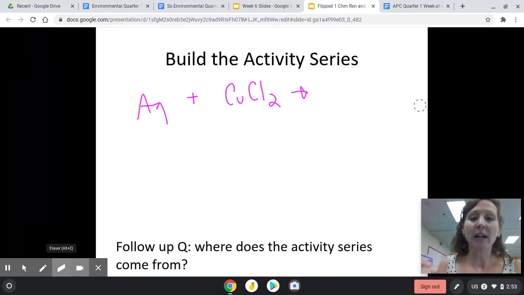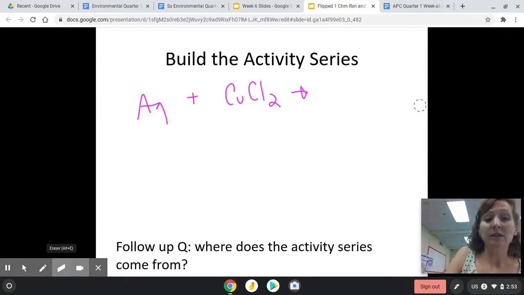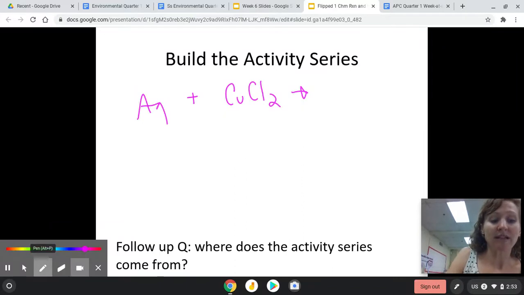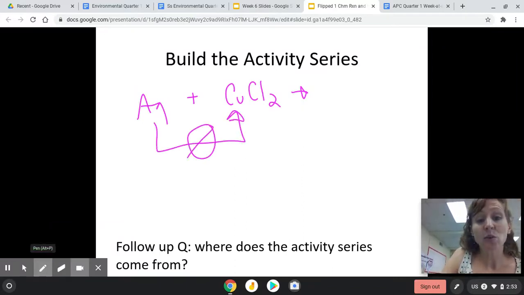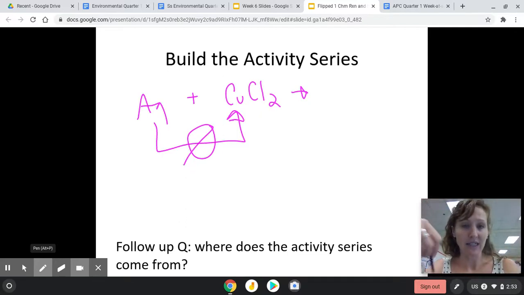But what we were trying to establish in asking ourselves which metal reacted faster was an activity series, because some metals will replace other metals in these compounds, and some metals will not replace other metals in these compounds. And that has to do with how active the metal is. And we can actually rank metals based on their activity.